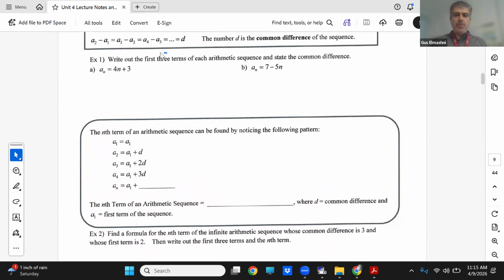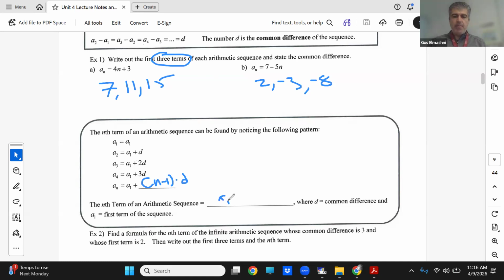So if you're asked about the first 3 terms, that's pretty easy. What would the first 3 terms be for this? 7, 11, and 15. Or here, this would be 2, -3, and -8. Pretty easy, right? So essentially what you're doing is n-1 times d. So to find the nth term, it's going to be a1 plus n-1 times d.